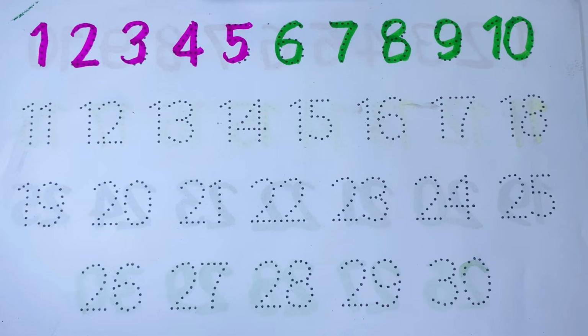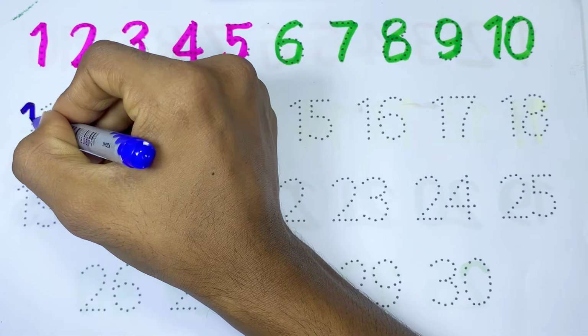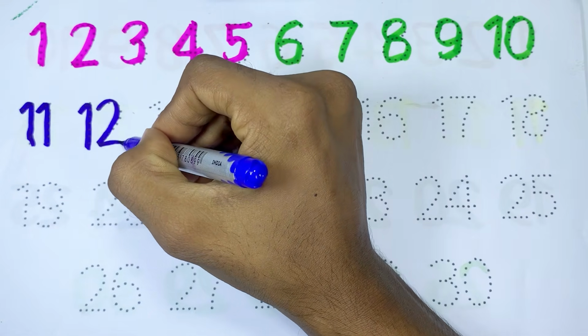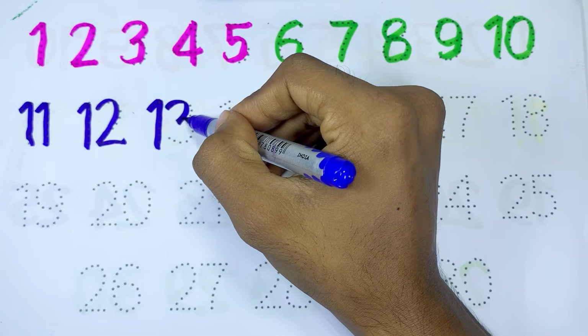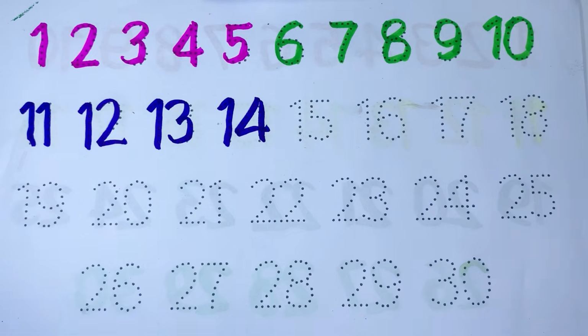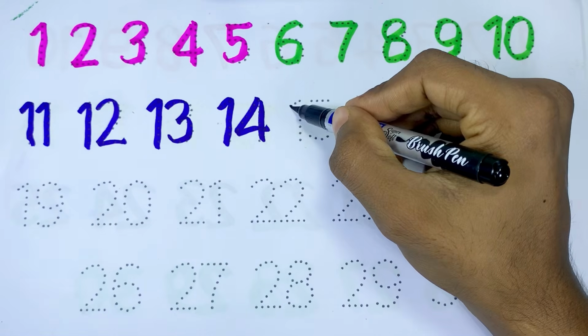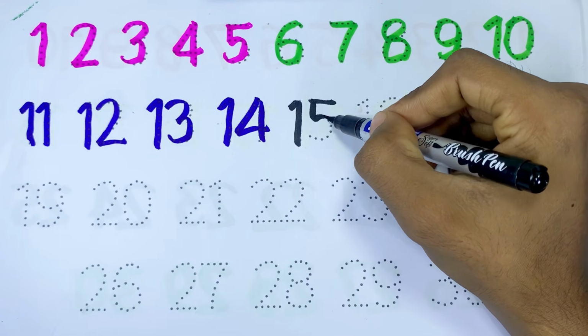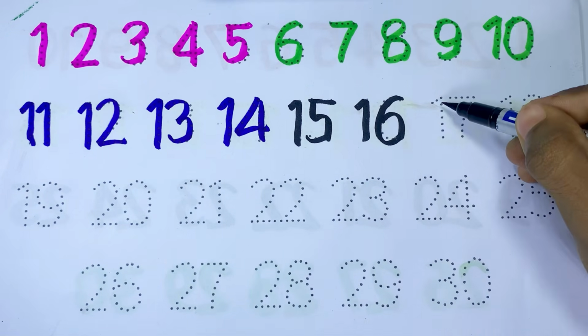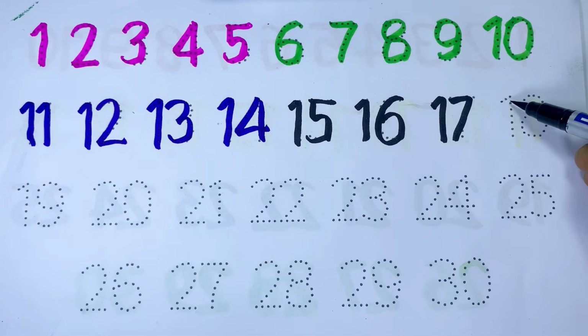The numbers of 11. 11, 12, 13, 14. Now you draw 15. The numbers of 15. 15, 16, 17, 18. Now you draw 19.